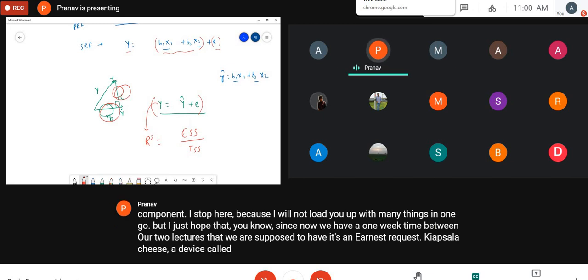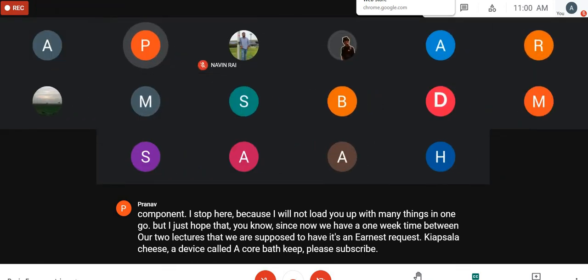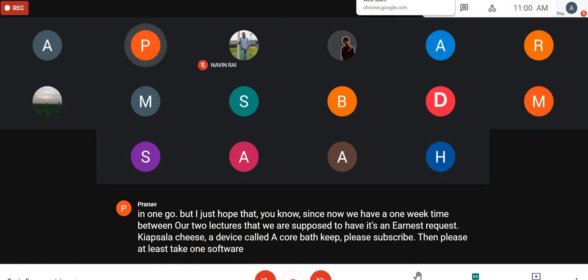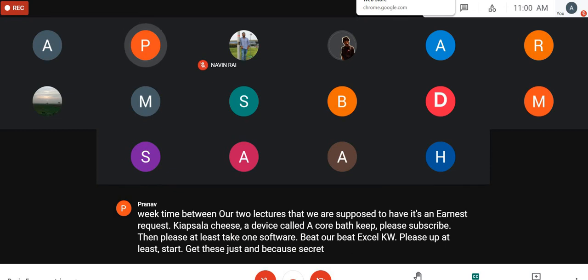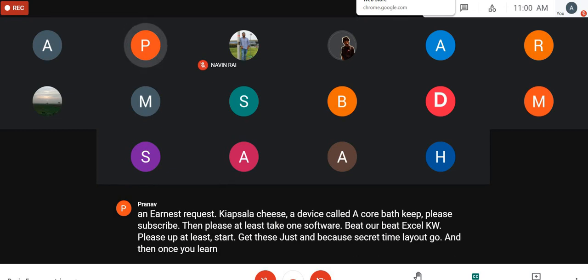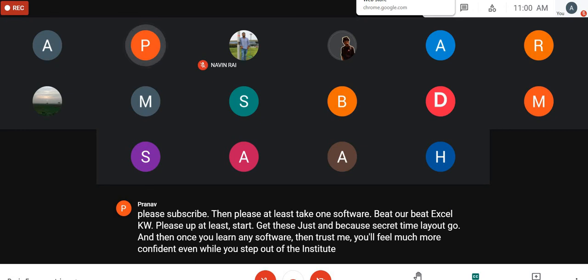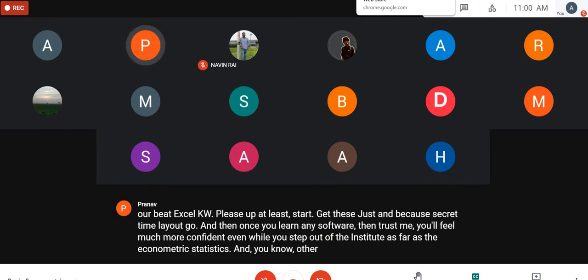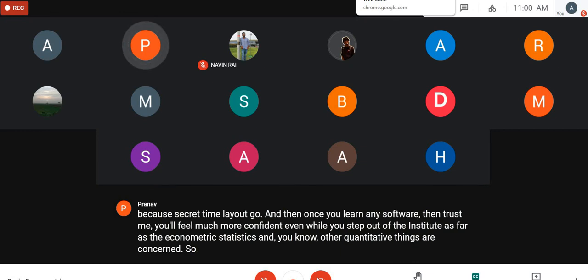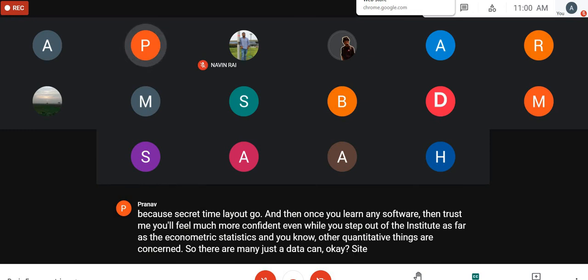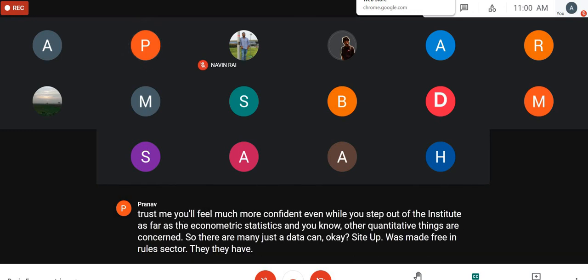And one more thing: please, if you have not started learning any software, then please at least take one software, be it R, be it Excel, anything, please at least start. Because learning will take time, and once you learn any software, trust me, you'll feel much more confident even while you step out of the institute as far as econometrics, statistics and other quantitative things are concerned. There is a site called DataCamp, you can enroll there for free. They have many courses.